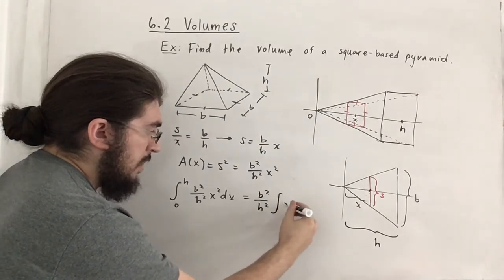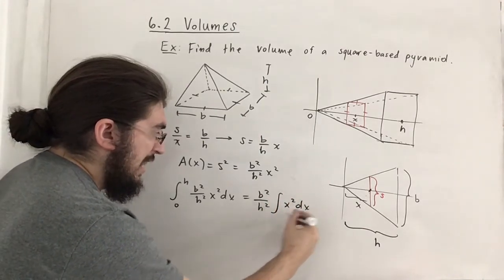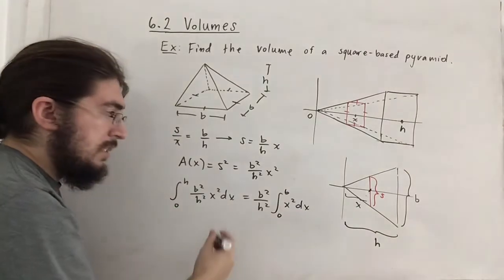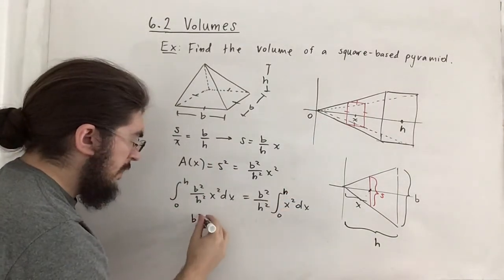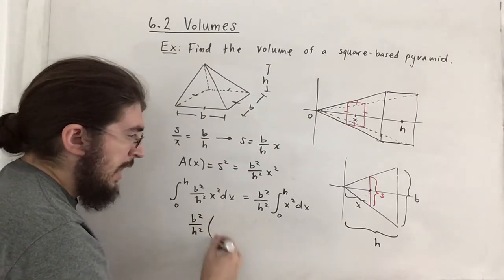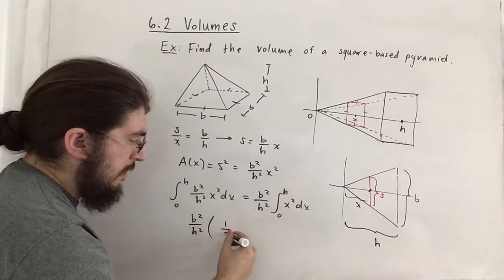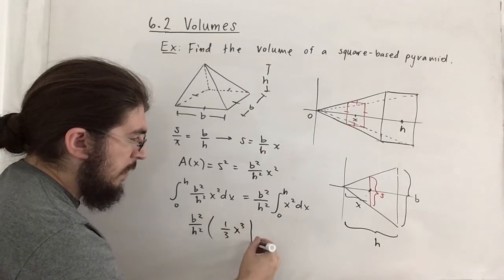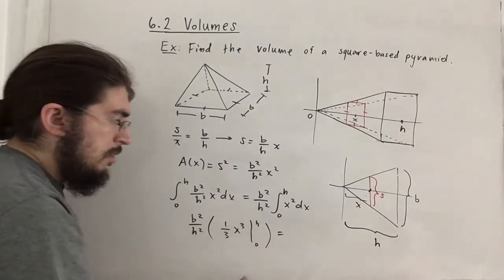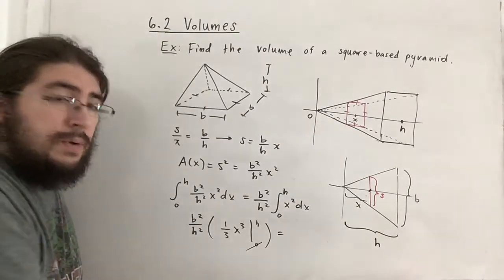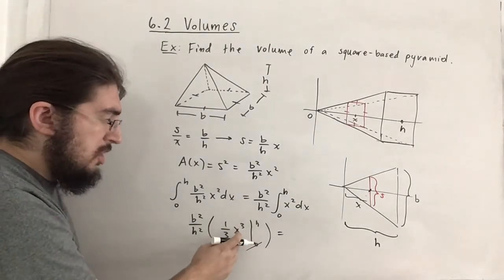Perfect. The integral of x squared dx is just 1/3 x cubed. This is from 0 to h, sorry. So we get b squared over h squared on the outside. And then inside here we have 1/3 h cubed evaluated between 0 and h. We can pull the 1/3 out. Notice when you plug in 0, it's just 0, so the bottom limit doesn't matter. And then we get h cubed.